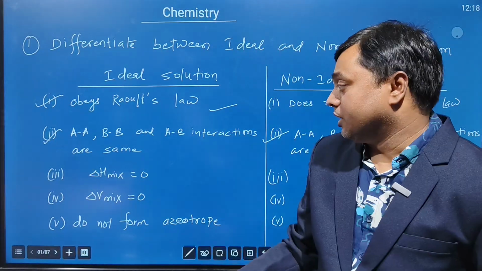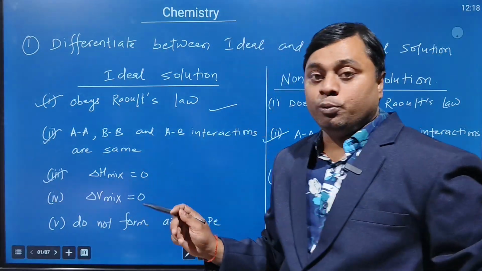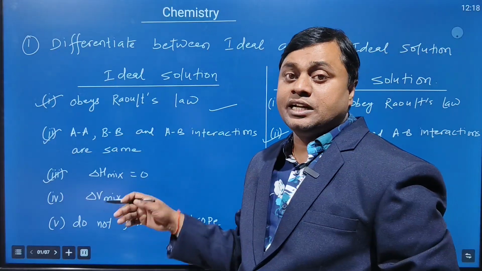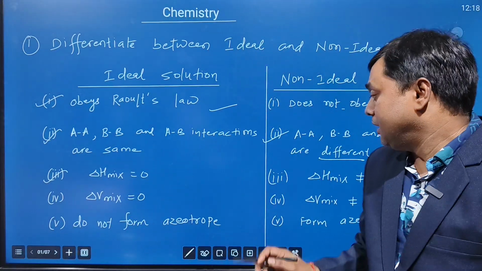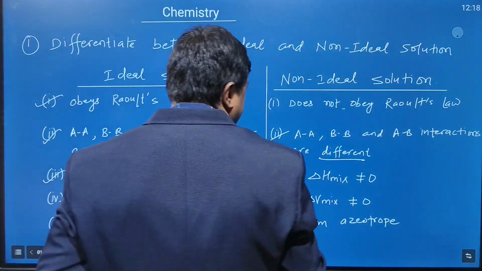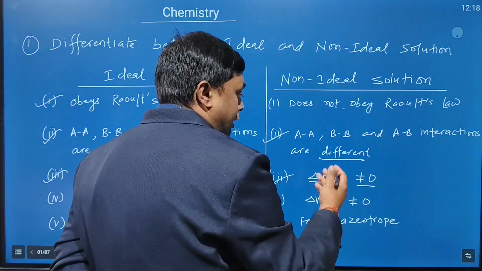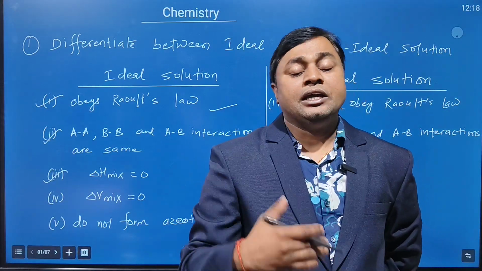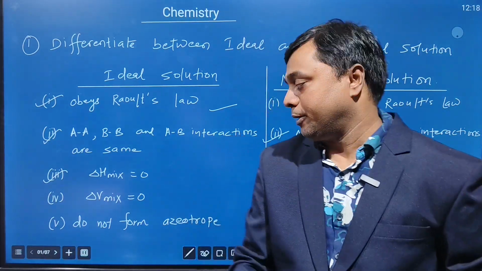Next, delta H mixing is 0. Means change in enthalpy for ideal solutions is 0. Neither energy is released nor absorbed. Whereas in case of non-ideal solution, delta H mixing is not equal to 0. It may be positive or negative. If it is positive, it is endothermic. If it is negative, it is exothermic.